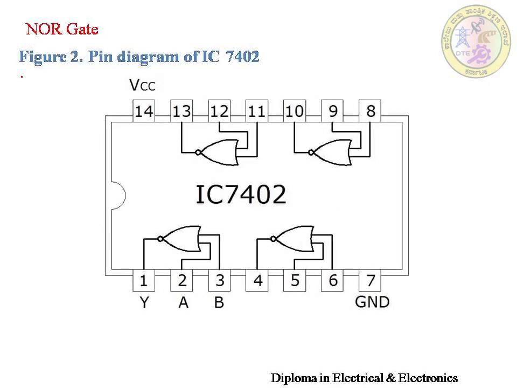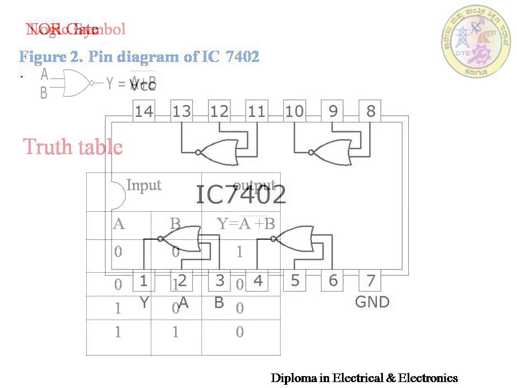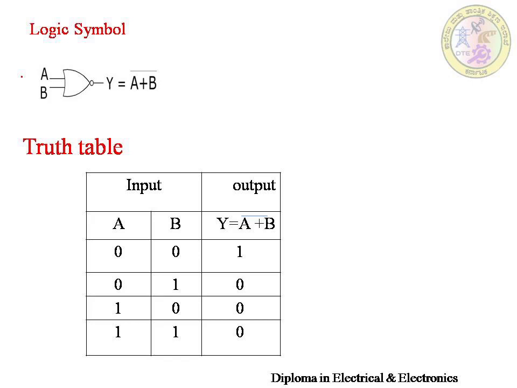So IC 7402 is a 14-pin IC in which pin number 7 is connected to ground, pin number 14 is connected to VCC. The pin description of this is quite different as compared to the AND and OR gates. Here pin number 2 and 3 are inputs, pin number 1 is the output. The Boolean expression for NOR gate is given by Y is equal to A plus B whole bar. The NOR gate gives output only when all the inputs are absent. If any one of the input or both the inputs are present, the output of the NOR gate is 0.